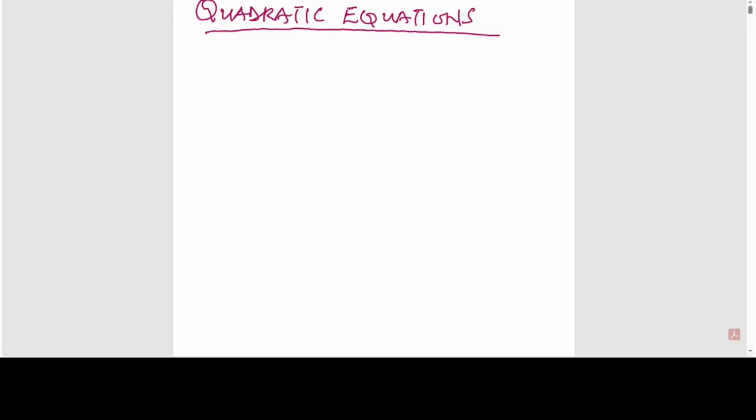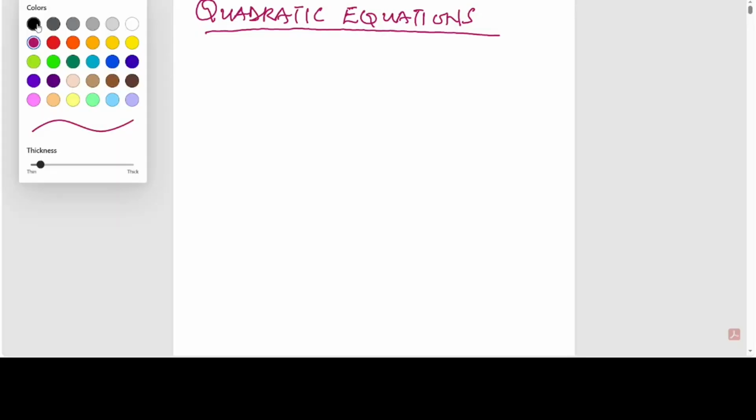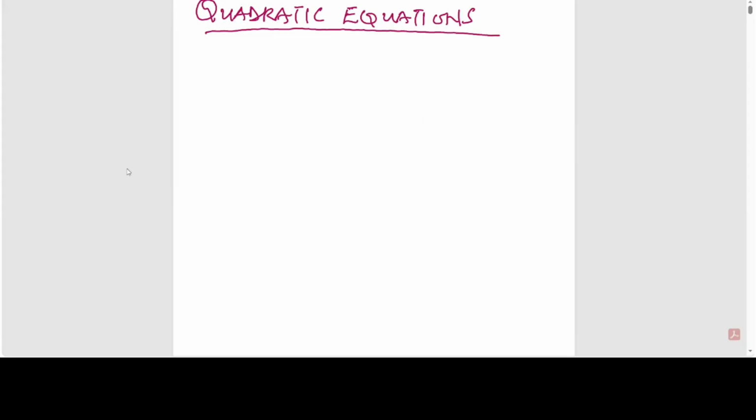So today we are going to talk about quadratic equations and then quadratic expressions as well. It's a bit broad, so we're going to take our time and look at it from one step to the other. So this is going to be our outline. We're going to look at the general form of every quadratic equation or expression.